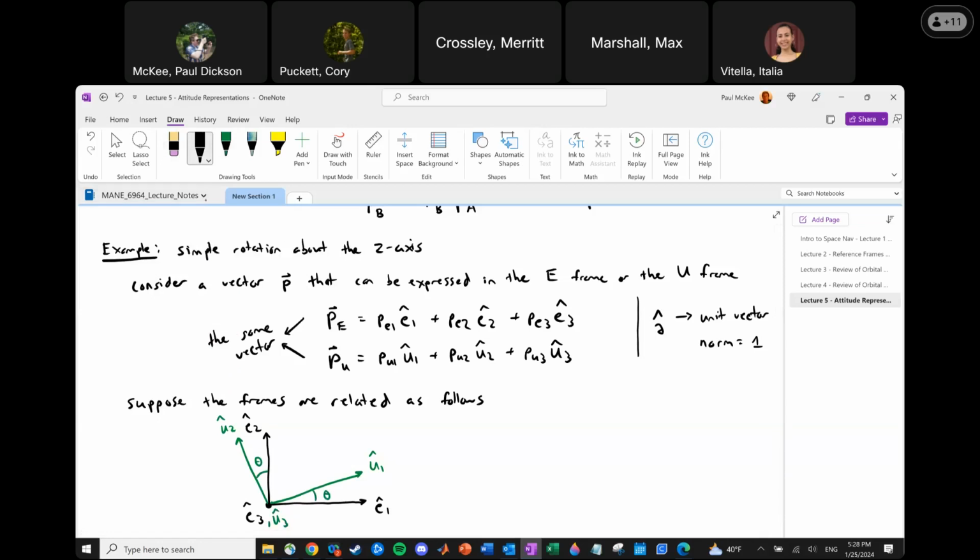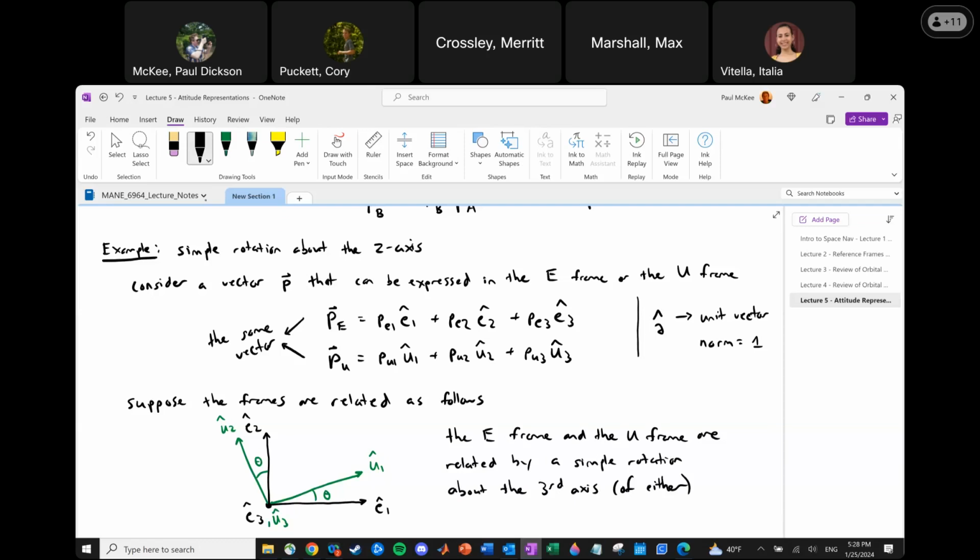Okay, so we could say this. The E frame and the U frame are related by a simple rotation about the third axis or the Z axis. And it's kind of either, right? Because they share it.